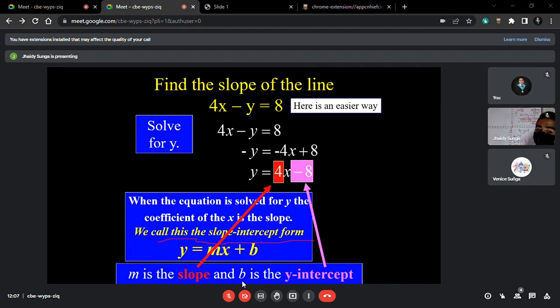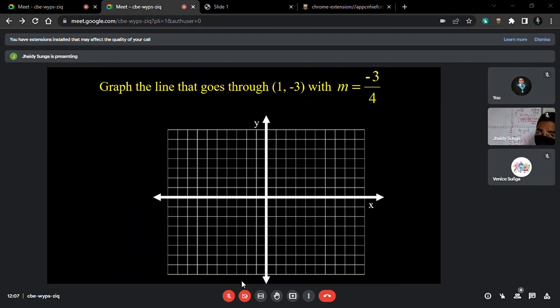Okay? Alright, so if you are going to graph that line, we could say that from 1 and negative 3, that is your point. Okay? That is your point, ha? Then we have this slope. For example, this is our slope, negative 3 over 4. In negative 3, we go down. Again, m is equal to rise over run.